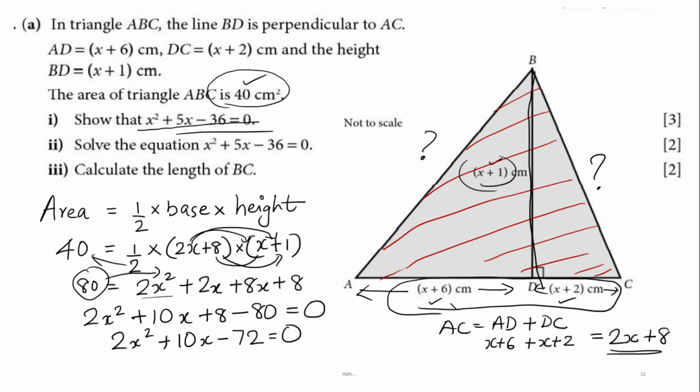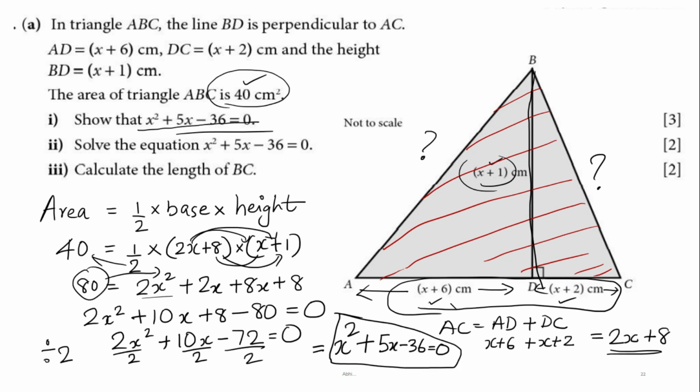They have asked me to show that the equation is x squared plus 5x minus 36 equals 0. You can see that it's x squared here, it's 2x squared, it's 5x, it's 10x here, and negative 36 is negative 72. So this is just doubled, and what I can do is divide the whole equation by 2. So when I divide the whole equation by 2, what I get is x squared plus 5x minus 36 equals 0. So this is exactly what they want.